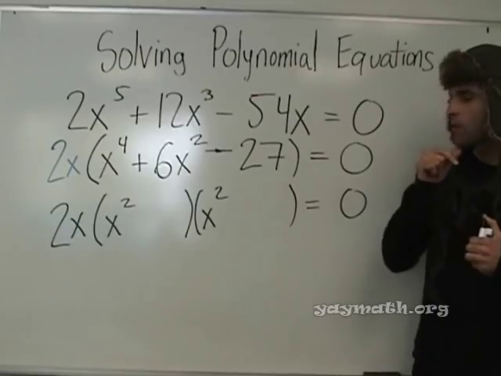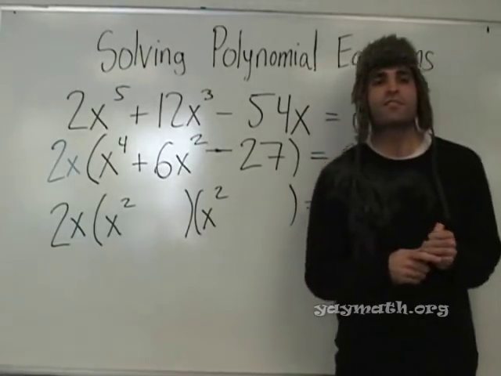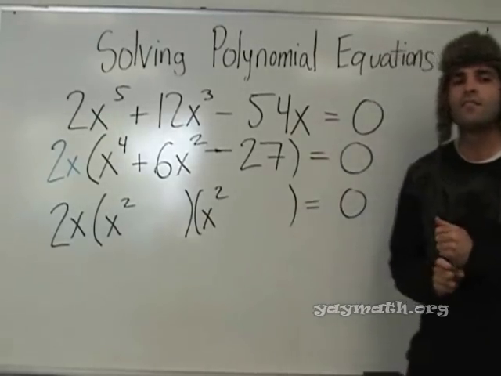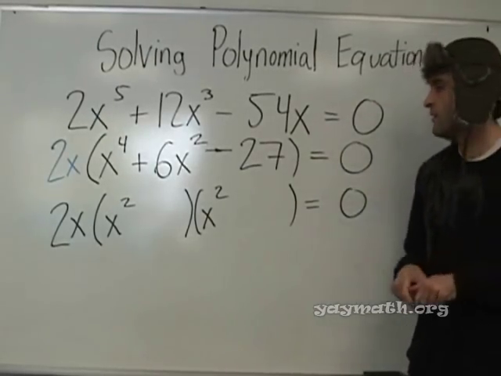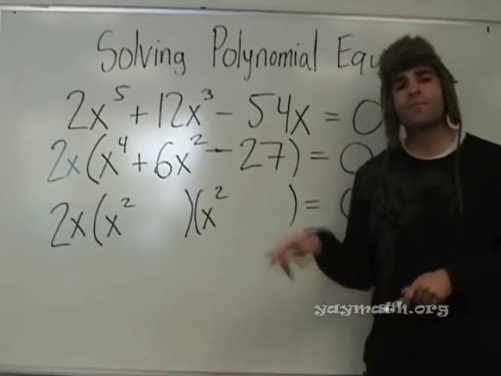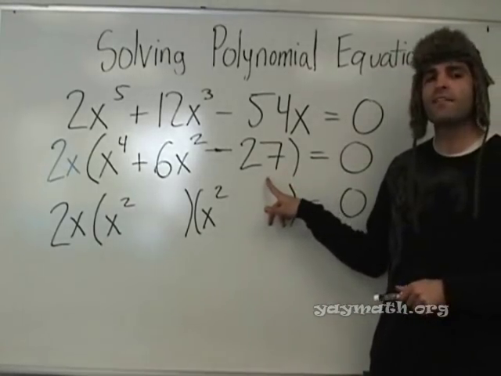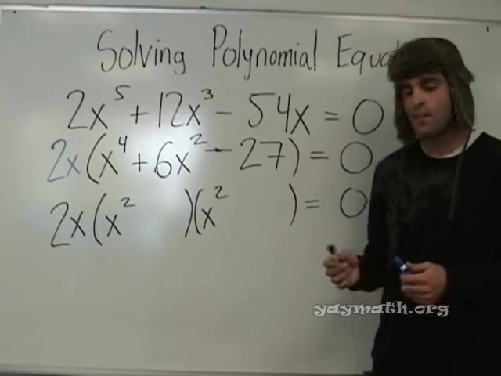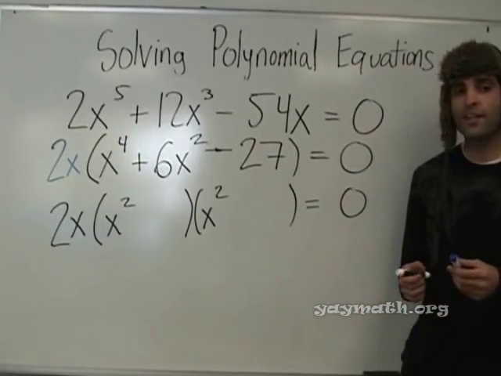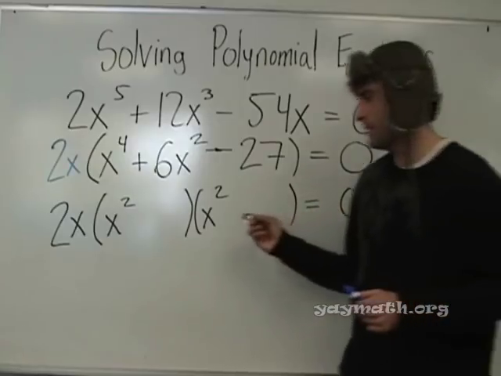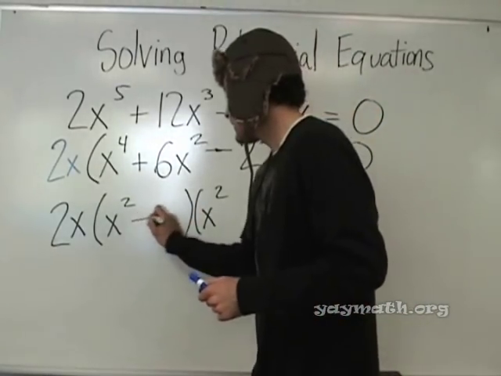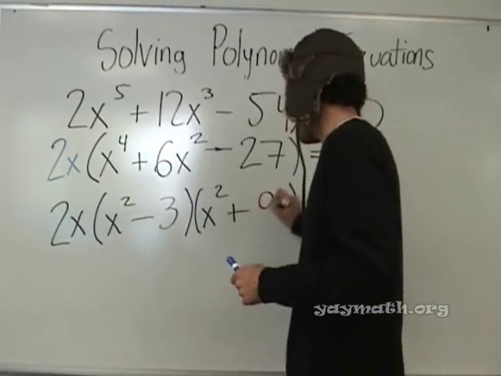And what multiplies? No, you ask the question. Ask the question before you say the answer. Loud. What multiplies to -27 and adds to 6? Correct. What two numbers in this case? -3 and 9 multiply to -27 and add to +6. Good. So here is -3. Here is +9. That's good.